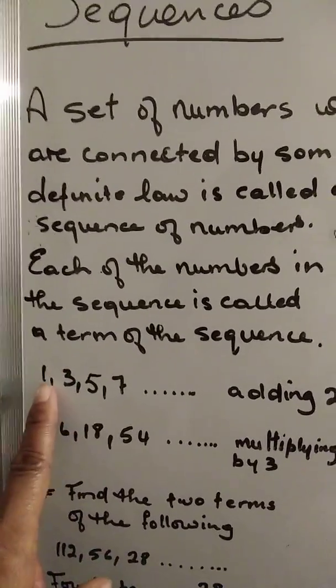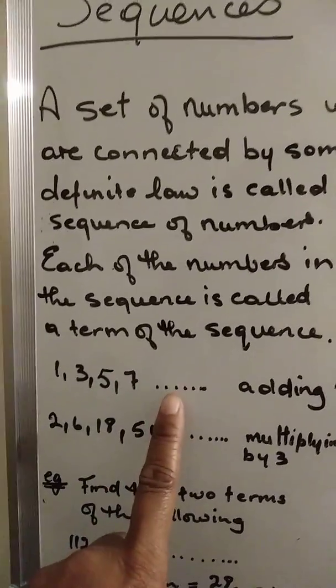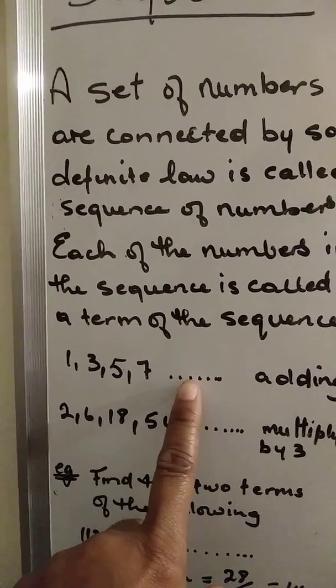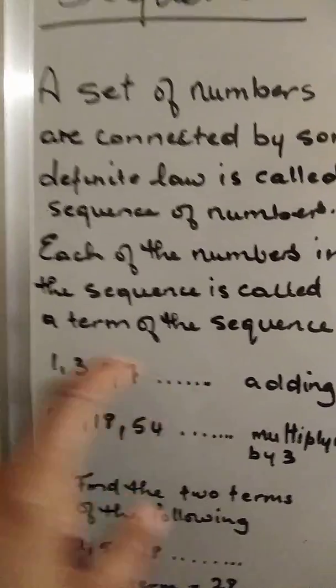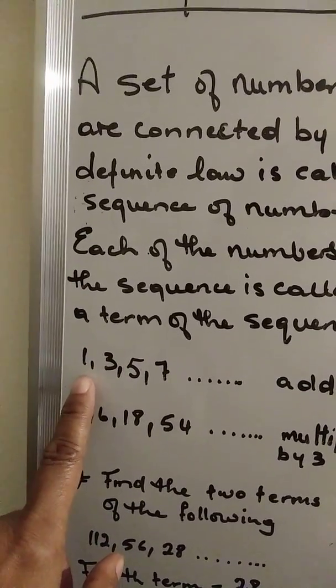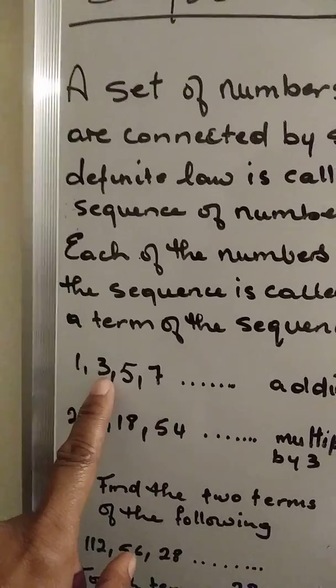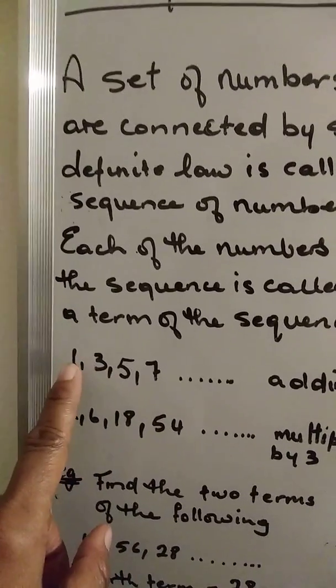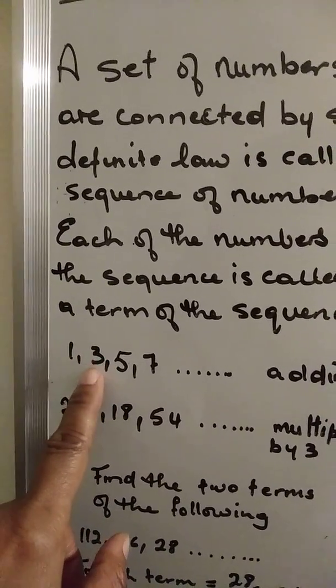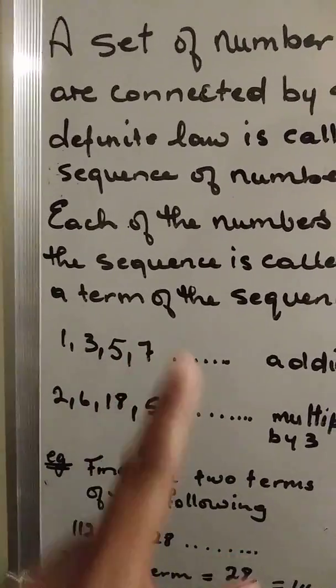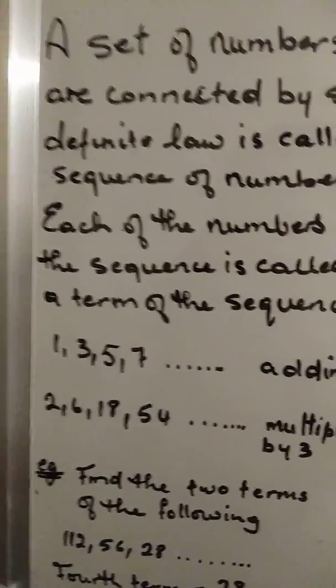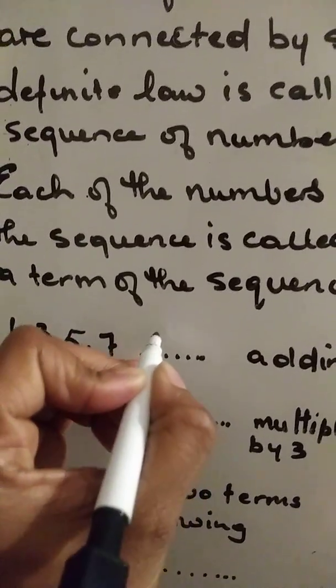Now, we're asked to find the next term of the sequence. Realize that this series is going up by 2. So 1 plus 2 is 3, 3 plus 2 is 5, 5 plus 2 is 7. So 7 plus 2 would be 9. So the next term is 9.